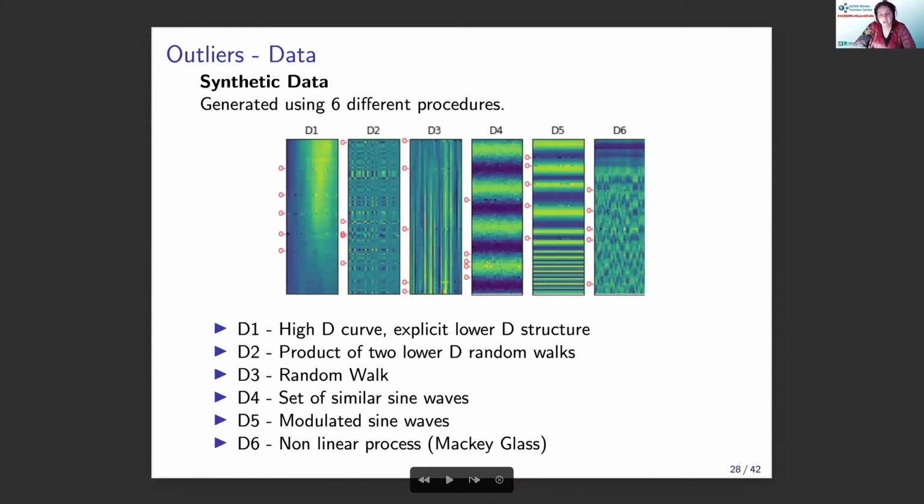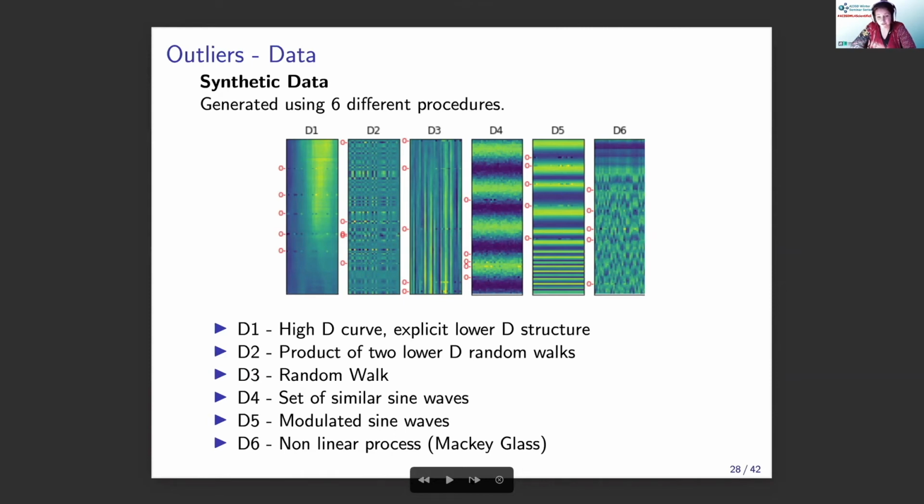Now, my data, because of one thing and another this year, there hasn't been much in the way of actual data being generated. So I've been using my own synthetic data. And I've used 6 different procedures to do that. There's a variety of them. D1 here is a high dimensional curve, which has an explicit lower dimensional structure, the product of a lower dimensional sine and cosine set of waves.